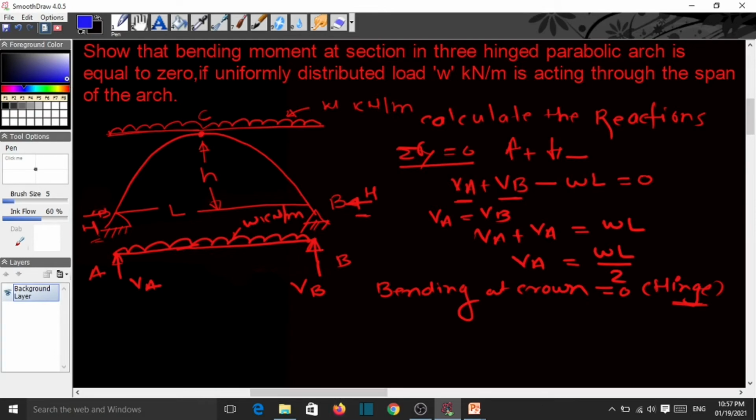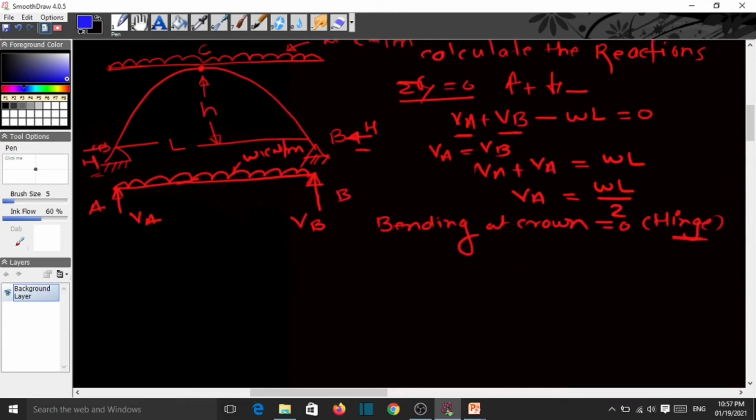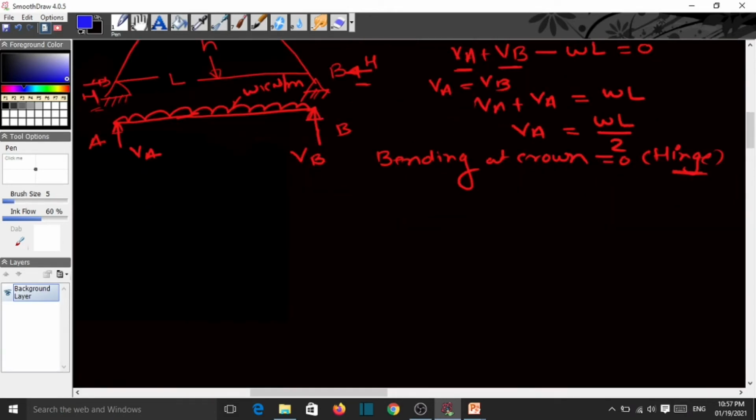Now the bending moment at the crown. So always, whatever the bending moment is, it is the beam moment minus the H moment. In our case that is equal to 0, because the bending moment at the hinge is 0.